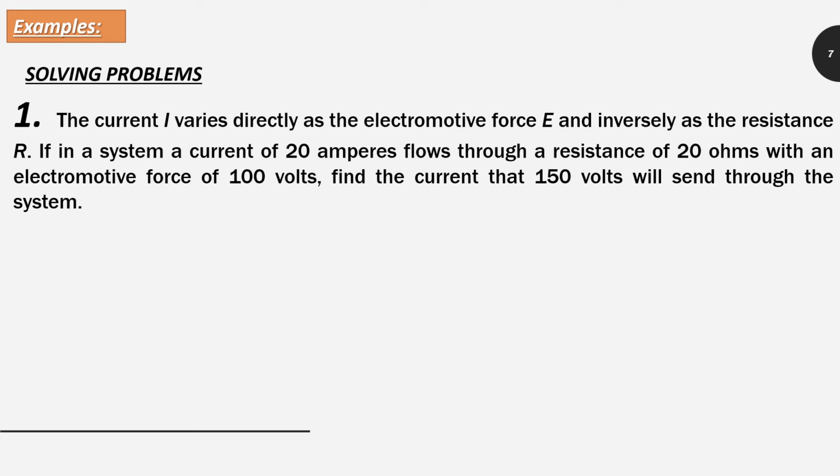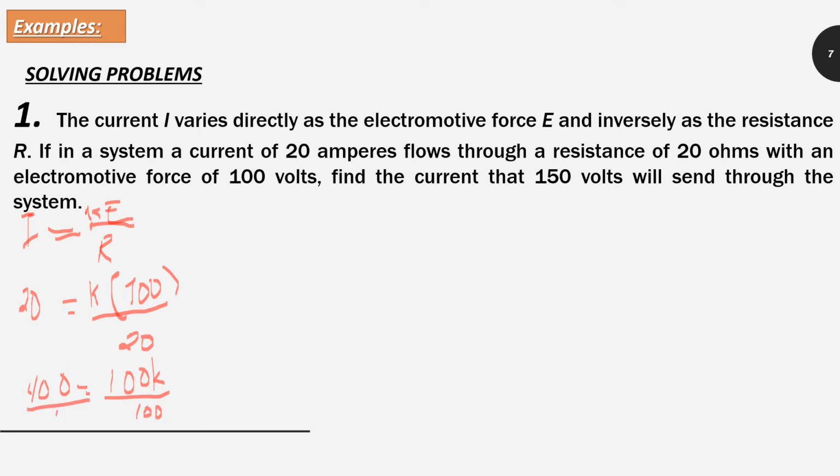First thing to do is to identify, or we need to convert the given statement into a mathematical equation. Current daw is directly proportional or varies directly as the electromagnetic force and inversely as the resistance. So yan yung given. And then, sa-substitute natin yung unang statement in order for us to find for the K value. Kapag ang current daw ay 20 amperes, ano kaya yung constant kapag ang electromagnetic force ay 100 at ang resistance ay 20 ohms? So, 20 times 20, cross-multiply nyo lang, magiging 400 is equal now to 100K. Divide both sides by 100. K now is equal to 4.